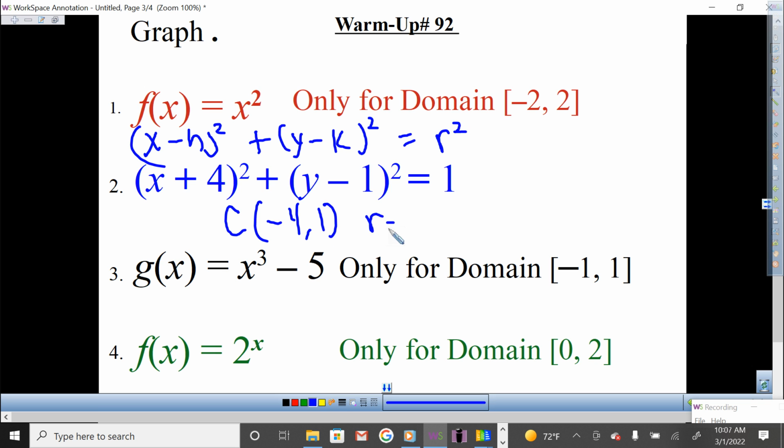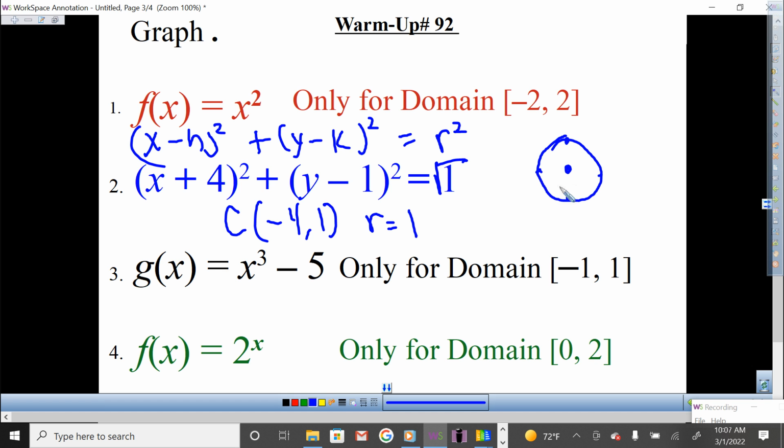However, we need a radius. Tell you how to get the radius. You take the square root of this number, which is 1. That means we plot our center at -4, 1, and then one step in all directions, one step that way, that way, that way, and that way, and that's how you create your circle. All right.